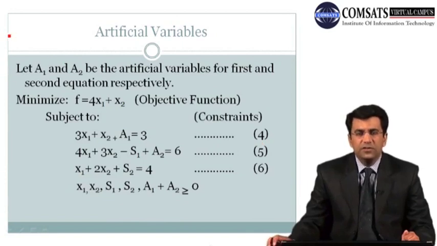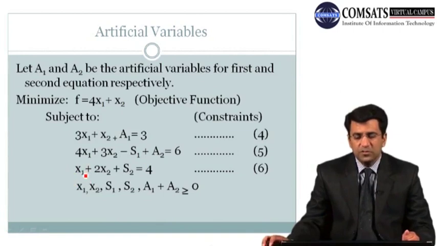Again in the second equation we have some violation, and in order to deal with this violation, we introduced another variable which is referred to as an artificial variable, that is a2 here in this particular equation, and now our second equation will become 4x1 plus 3x2 minus s1 plus a2 is equal to 6. This is our fifth equation now. The third equation will remain as such because it was not having any contradiction and violation.